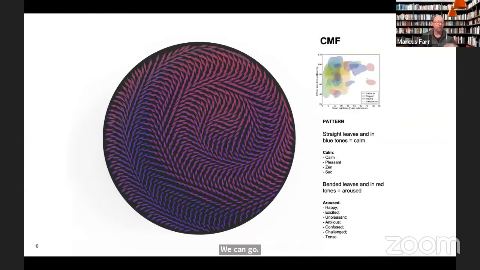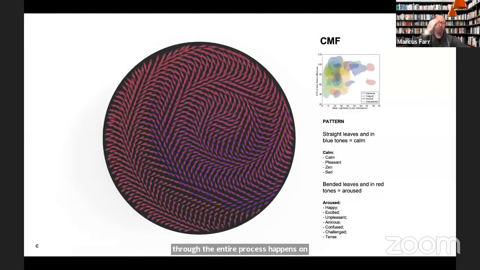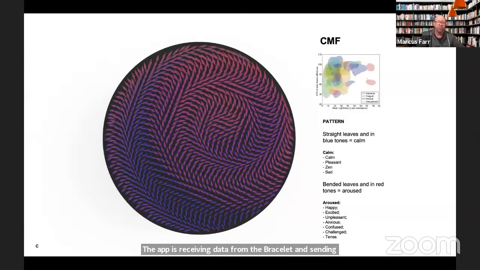So the entire process happens automatically, and as long as the system is connected to the internet, the app is receiving data from the bracelet and sending it back to the server. The project reacts to the emotions of whomever is using it based on the biodata that's collected.